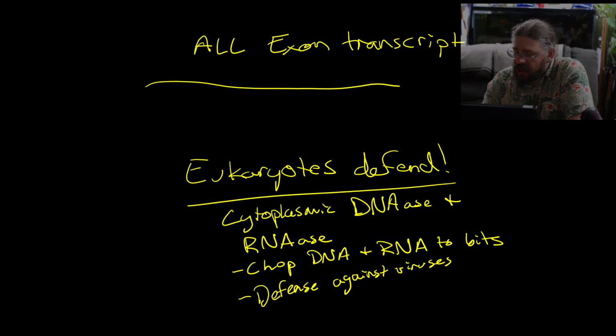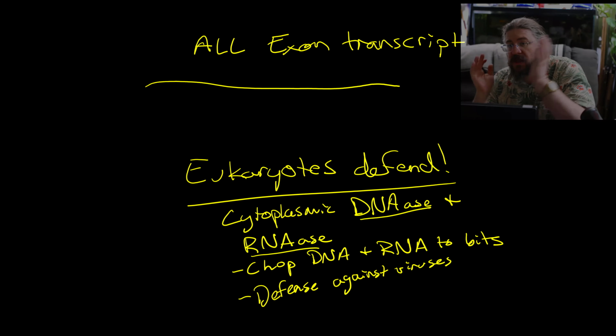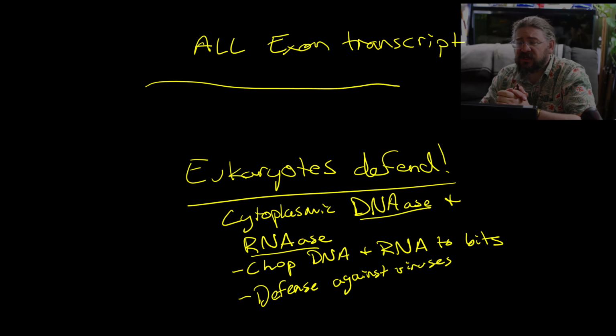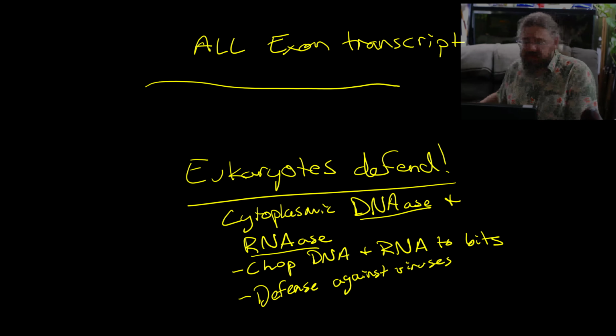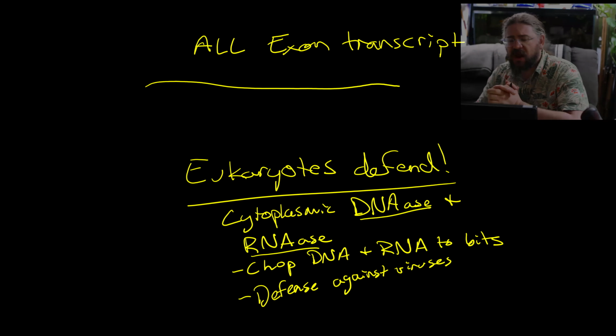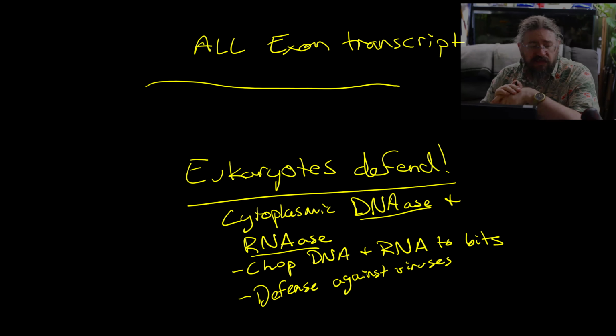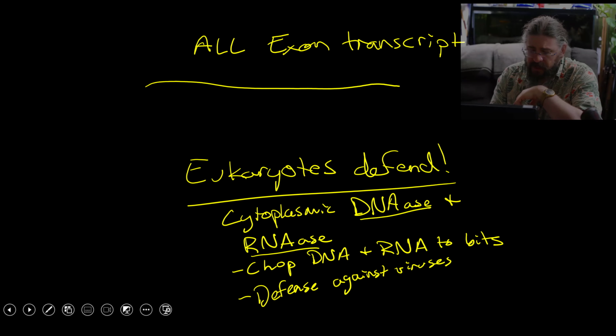But DNAases and RNAases are not capable of recognizing viruses versus the cell's own mRNA. So basically, here's the result. We need protection against this. We need to be able to prevent our transcript from being destroyed by the eukaryote's own defense systems.